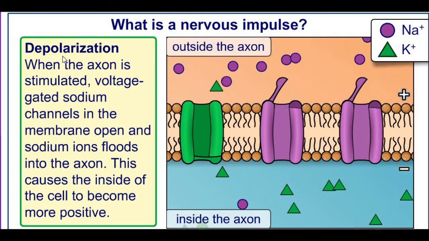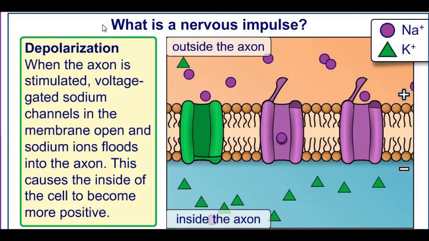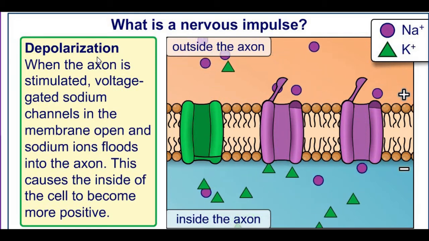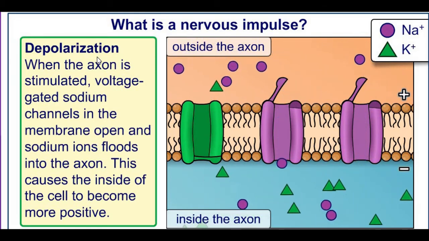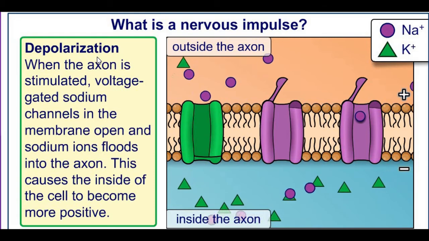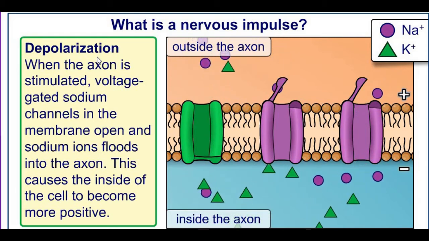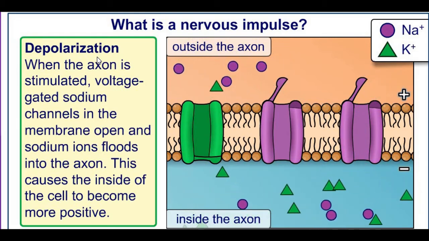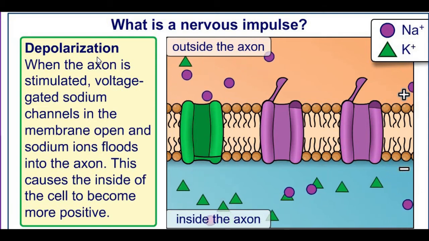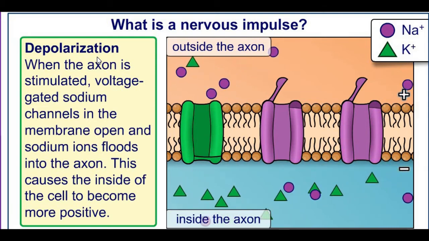Now we call this stage depolarization. Because we're currently polarized, we're currently slightly negative, and we're going to then start depolarizing. Now for most neurons, that will be around minus 55 millivolts. That's the threshold. And that's the idea of the all or nothing. We'll come to that again later.